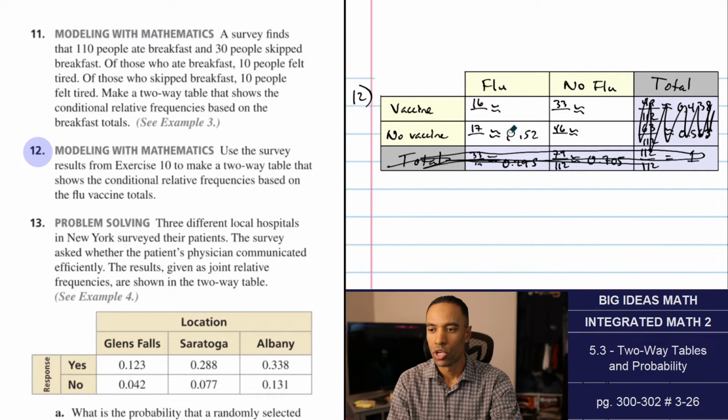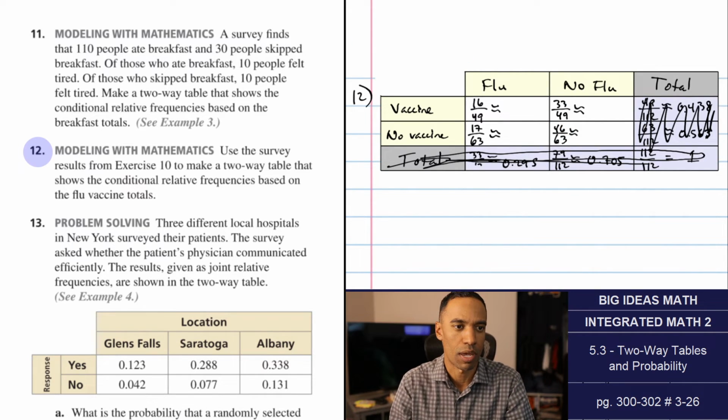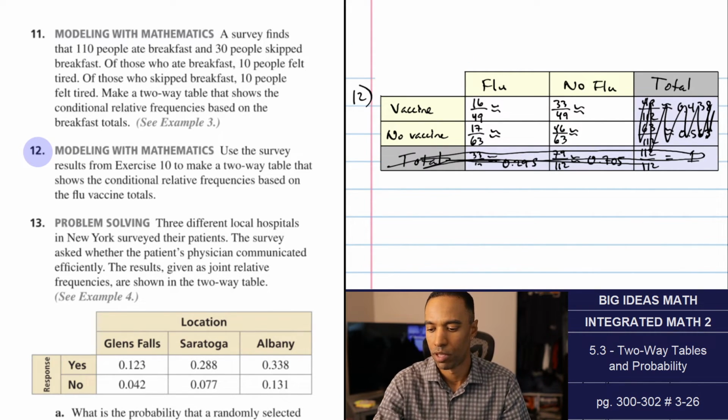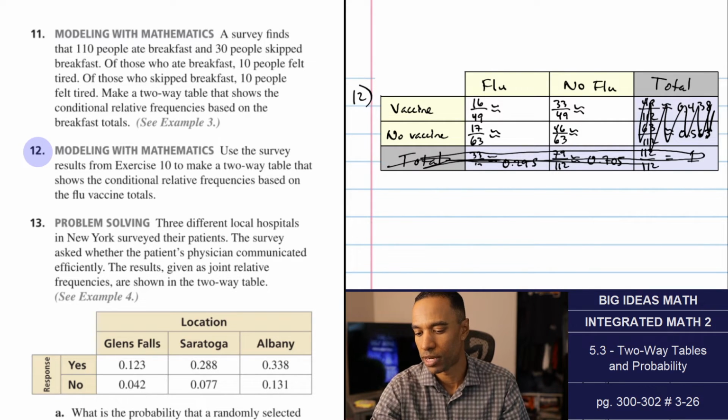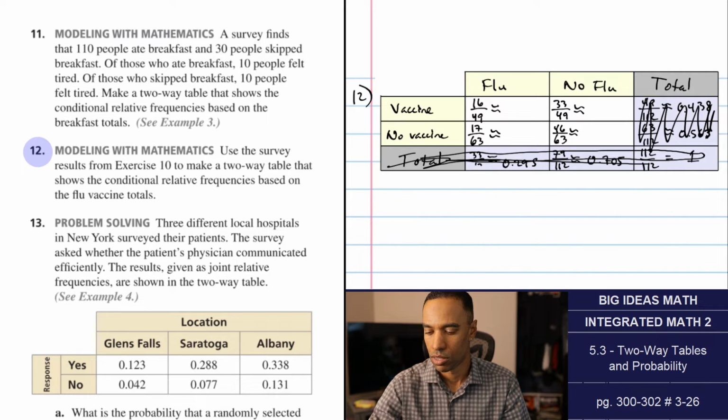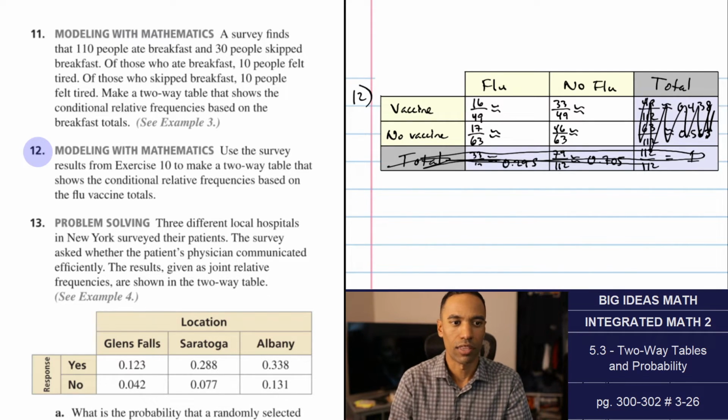Of those who got a vaccine, what's the probability, or what's the percentage, of those who got the flu? And of those who did not receive the vaccine, the 63, what's the percentage of those who got the flu? And then same thing here, 49 and 63. So those are the division values I'm going to be doing. Let's check them out. 16 over 49. 33 over 49.